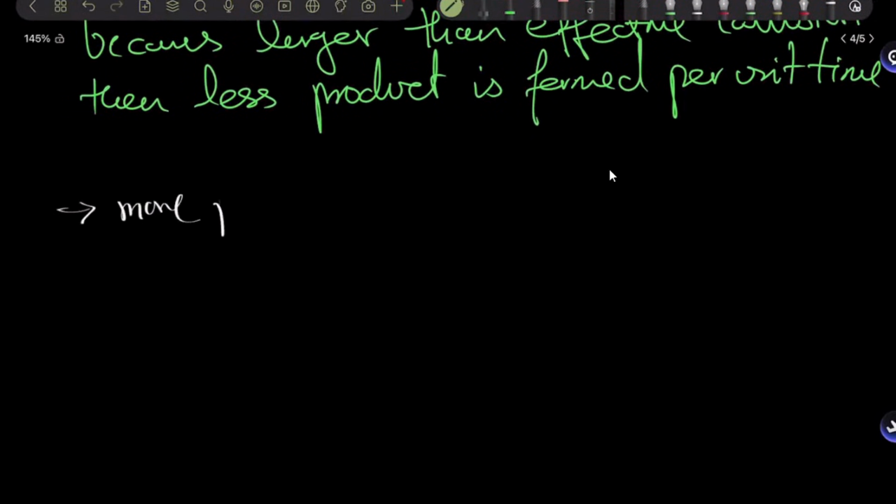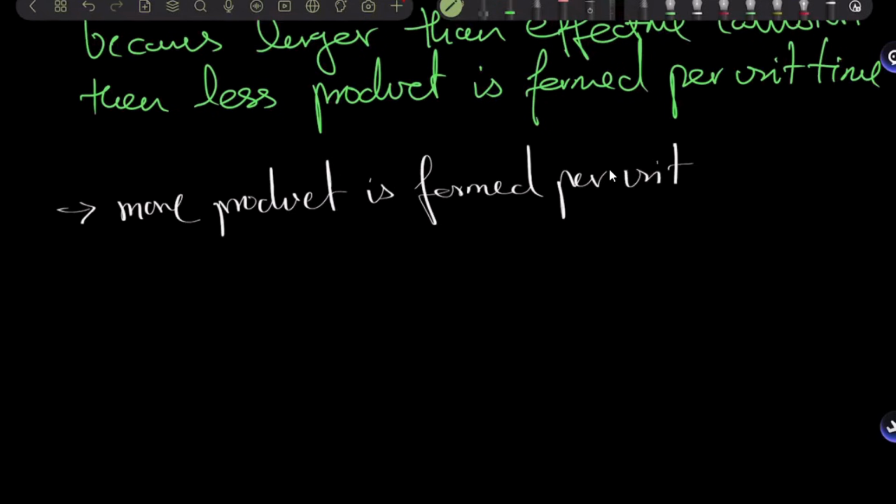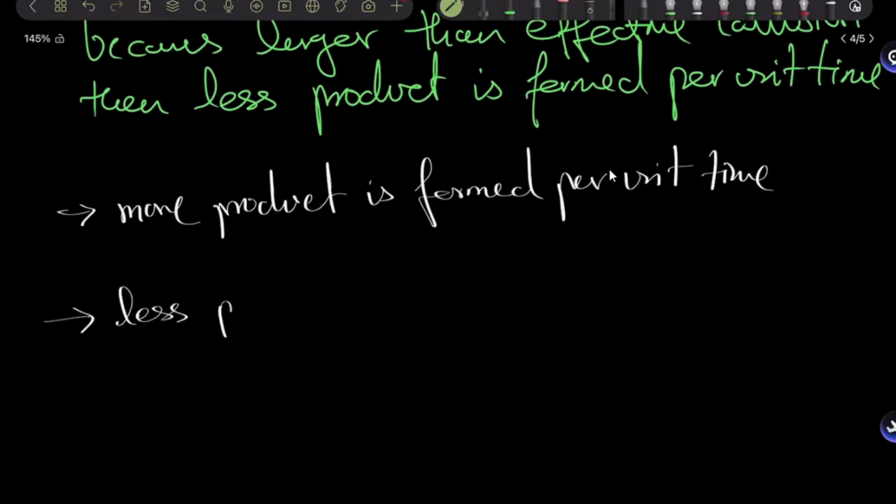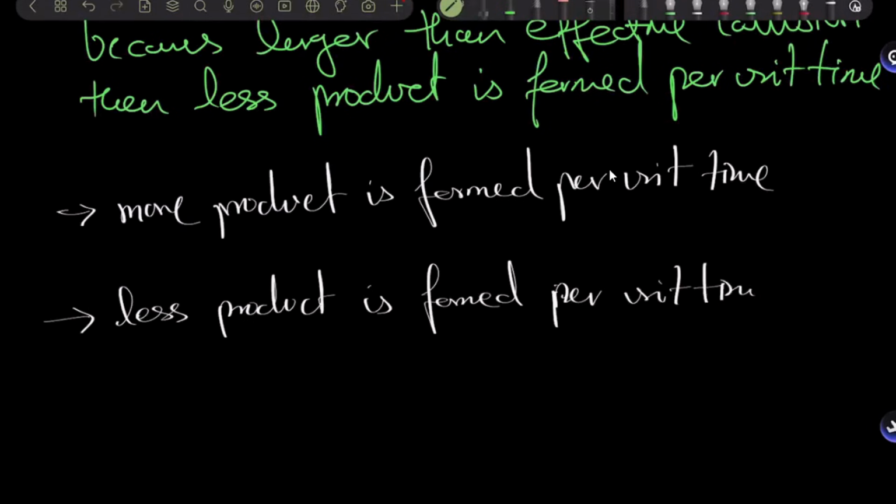If more product is formed per unit time, so let's take 1 minute. If more product is formed in 1 minute in one case, and in the other case, less product is formed in 1 minute, where is the reaction faster? More product is formed per unit time. The reaction is faster where more product is being formed in the same amount of time, right?